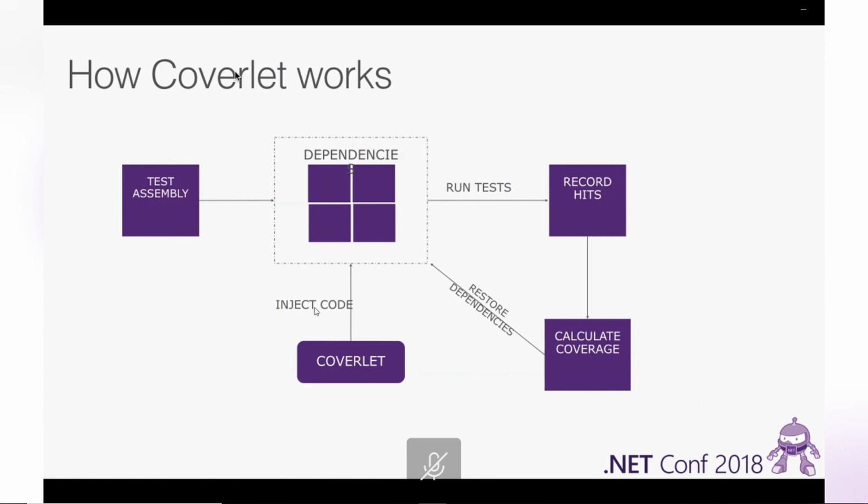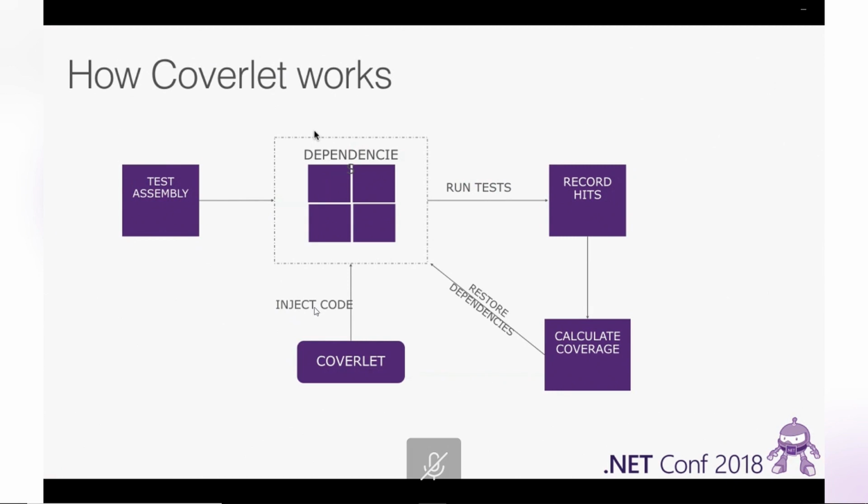How Coverlet works is basically it recognizes your unit test assembly and picks out the dependencies from your test assembly. Then Coverlet injects instrumentation code within those dependencies, because naturally, if you have a test assembly for the main project, then it needs to pick up the main project. So it takes that main project, injects instrumentation code, and then it goes ahead to run your tests. While the tests are running, the injected code within the assemblies is constantly recording the code paths that were hit to a temporary file.